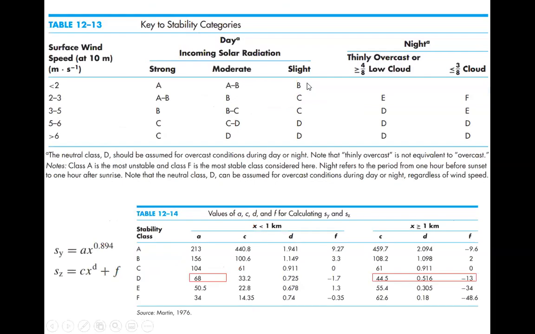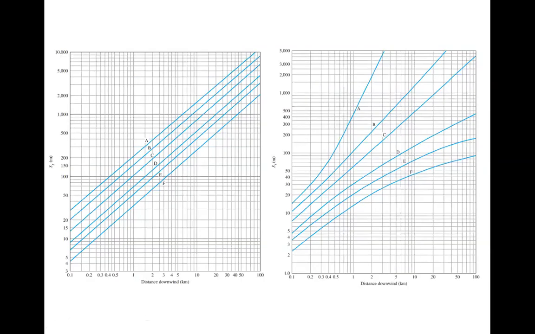So the way we can find out Sy and Sz is to use this figure here, where the y-axis shows the Sy, and the x-axis shows the X, which is the downwind location. We were talking about 3 kilometers downwind, right? We can just draw this line up. And then you have these different categories, A, B, C, D, E, F.